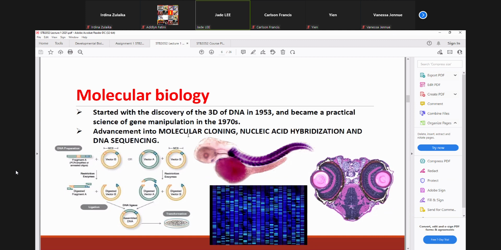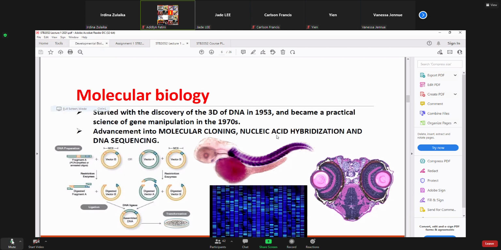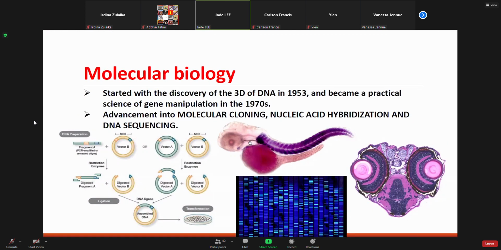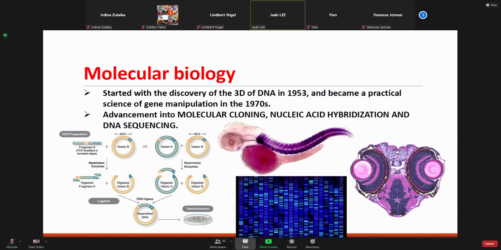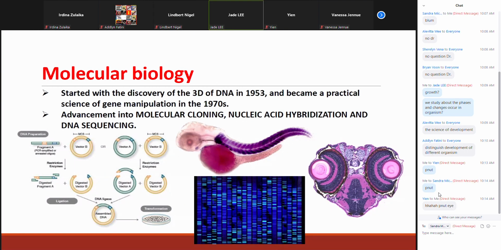So if you look at this embryo, can you see the embryo here? If you look at the full embryo, you can see the purple color. The purple color indicates the locations where the gene is expressed. The genes are very much expressed in the somite. The somite is the muscle of the fish. That means the gene is strongly expressed in the muscle, in the somite.